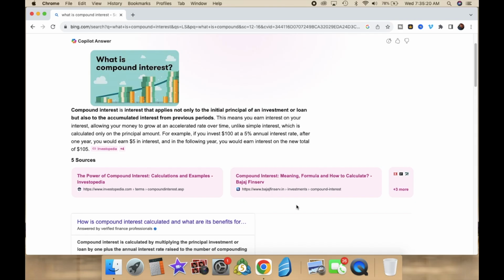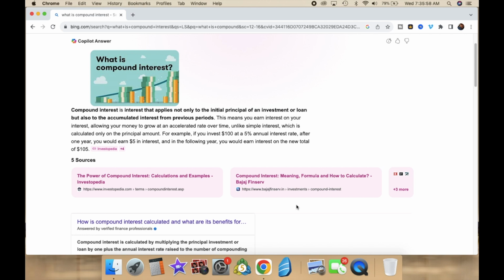Alright, so I wanted to start off with a definition of what compound interest is. I searched it on Bing. As you can see, it says compound interest is interest that applies not only to the initial principal of an investment or loan, but also to accumulated interest from previous periods. This means you earn interest on your interest, and that's going to be the key thing for this video. You earn interest on your interest, allowing your money to grow at an accelerated rate over time, unlike simple interest, which is calculated only on the principal amount.